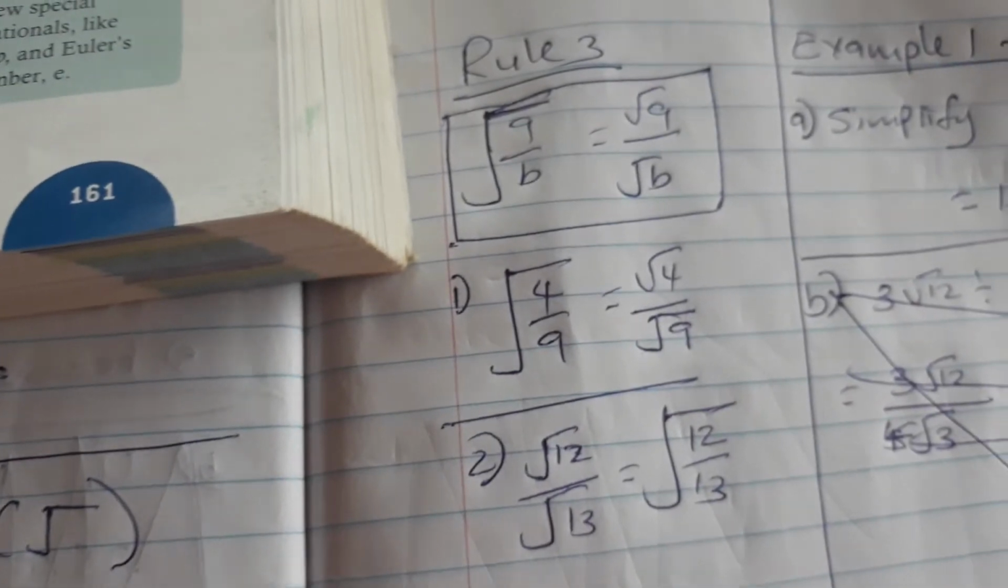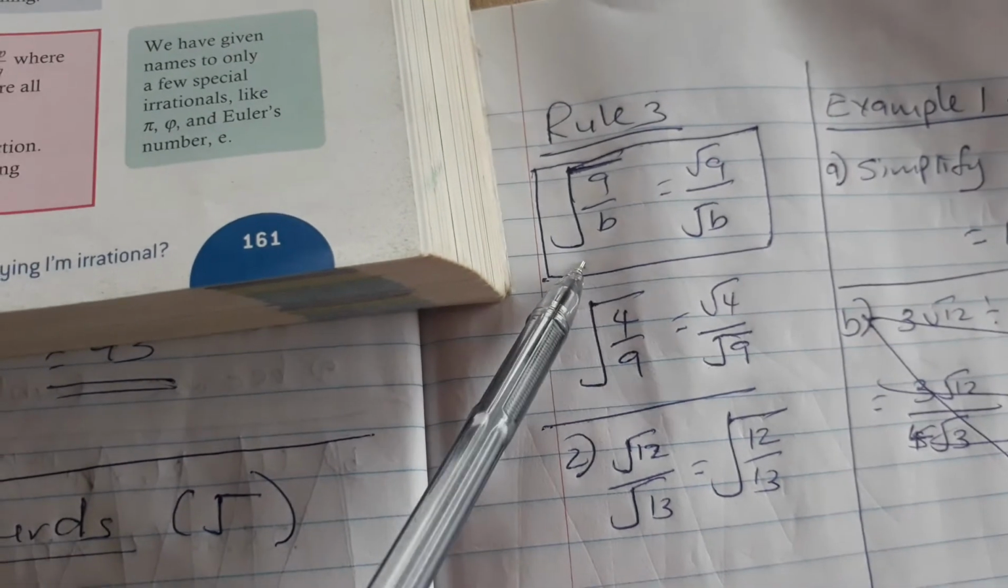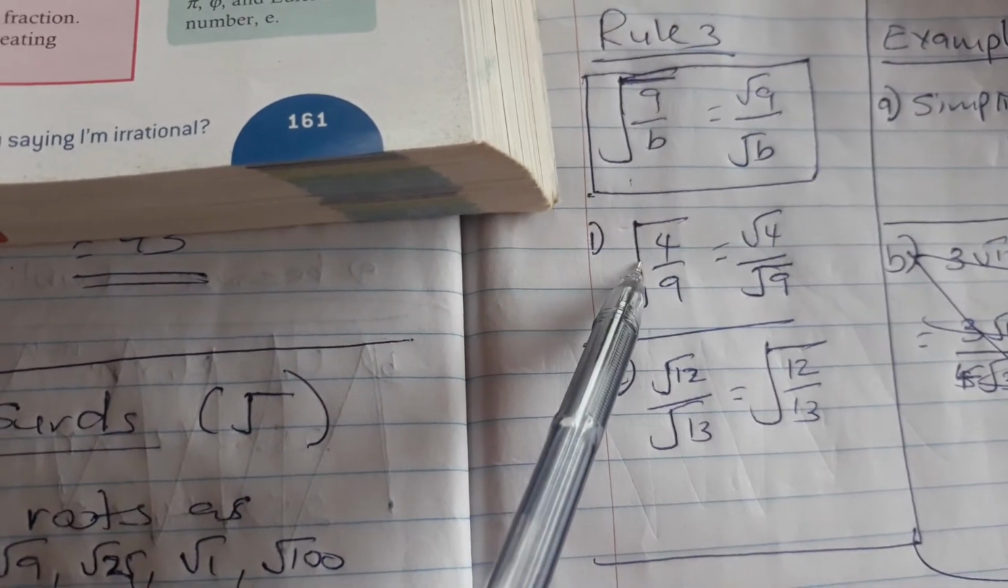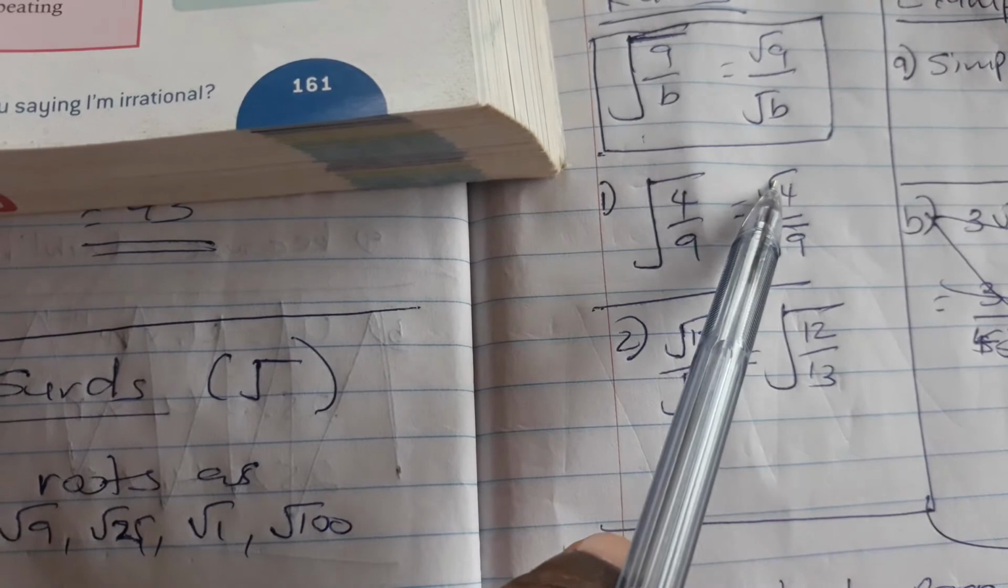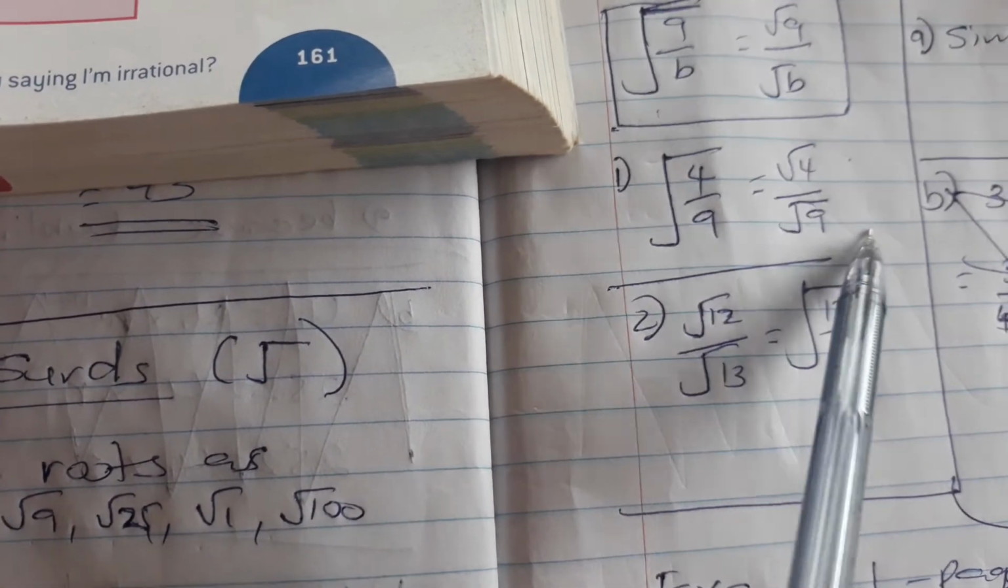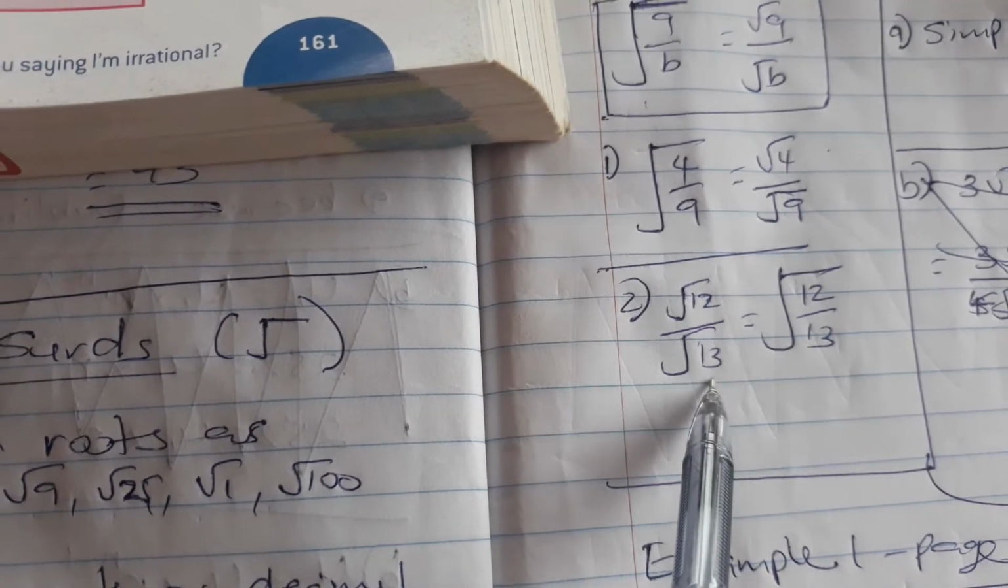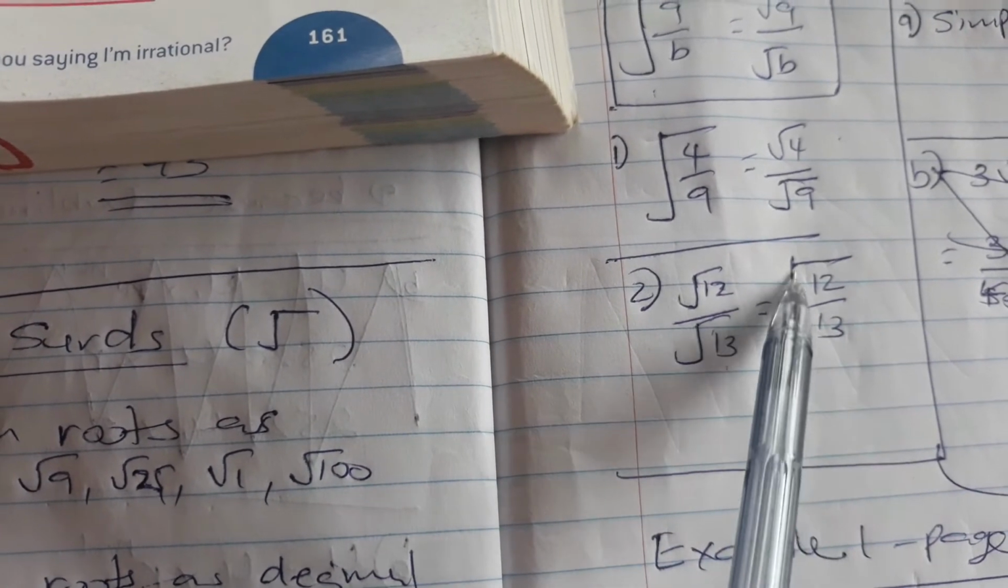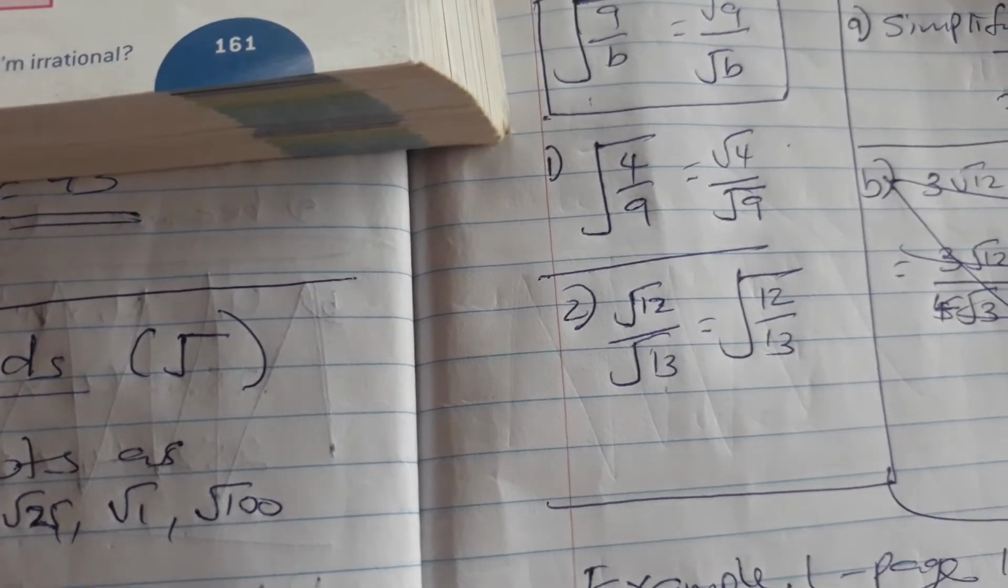Rule number 3. When we are dividing, we can again separate it like that. Root of 4 divided by root of 9 can be further simplified on the top as 2 upon 3. So 2 upon 3. Root of 12 upon root of 3, you can combine them and write them together.